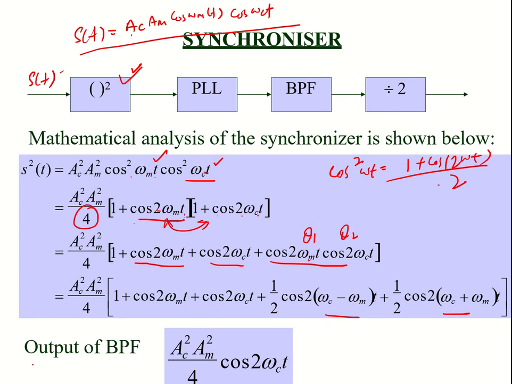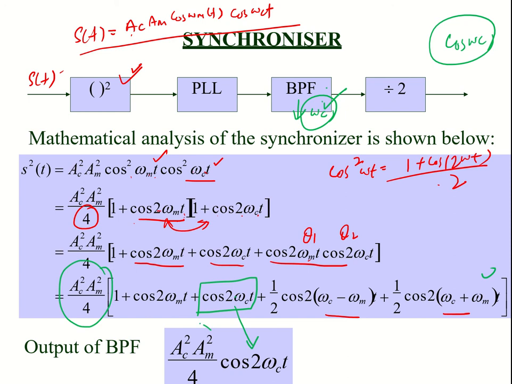After that, what will we do? Basically, what is our target? Our target is to extract the carrier component. If we look at this output, we can see that the carrier component is this one. So we will use a band pass filter with a cutoff frequency of omega c, which will only pass this frequency component. After the band pass filter, we will get only this frequency component with the message amplitude multiplier, cosine of 2 omega ct. That will be the output of the band pass filter.